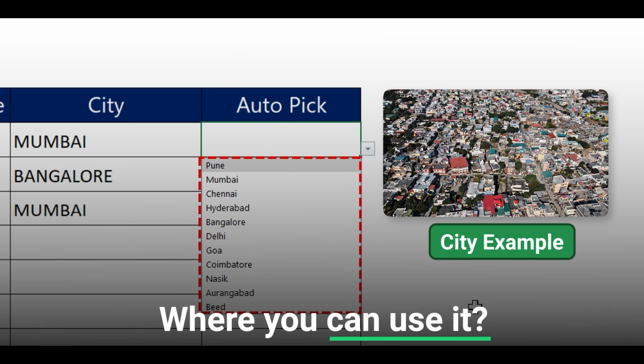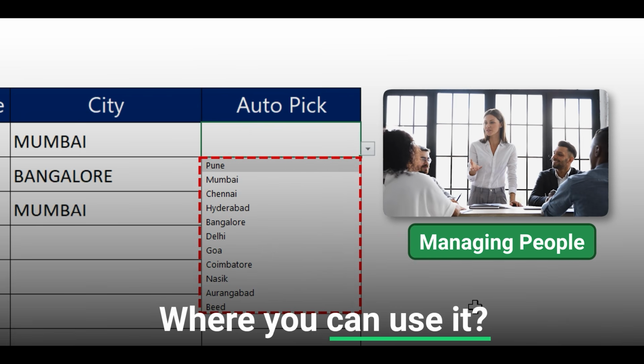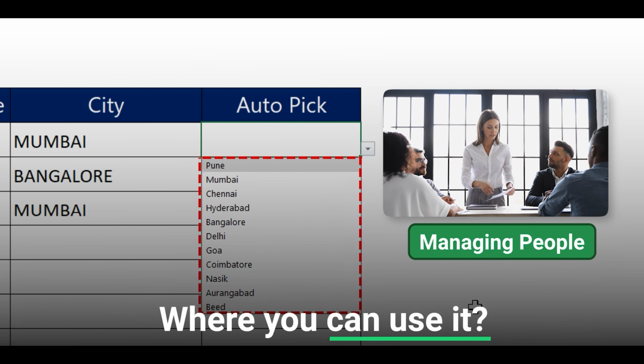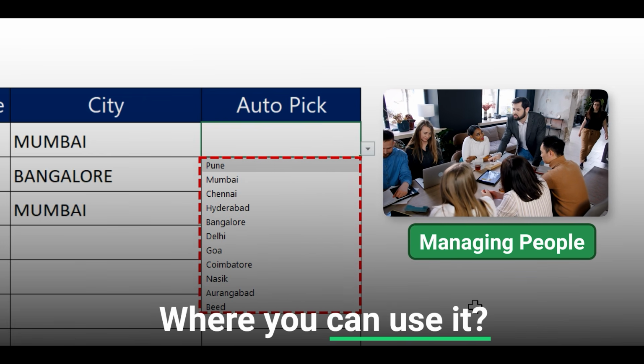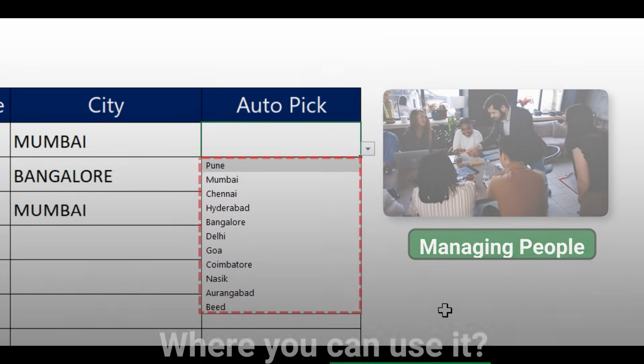Second is, suppose you are a manager and you have 100 people working in your company. You manage those people. Now, instead of writing the names, instead of copy pasting the names, tell Excel to remember these names. It will remember the names for you. So this is the list it can pick up, and you can quickly get the answers.